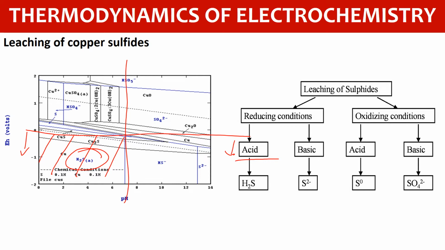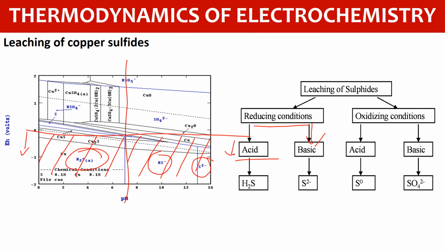How about if we say we want to use reducing conditions, but this time in basic? So you produce the HS minus or the S2 minus. These are the basic conditions. That is the HS minus and S2 minus, the stable species in those reducing basic conditions.